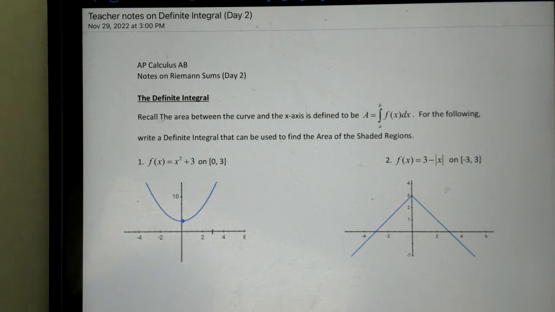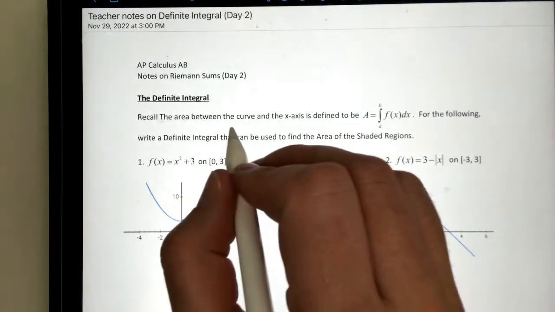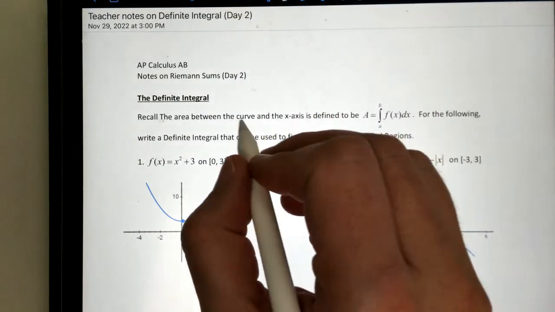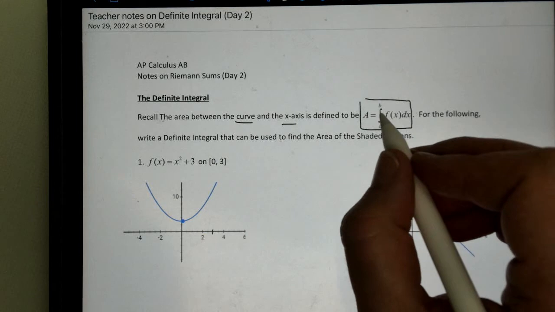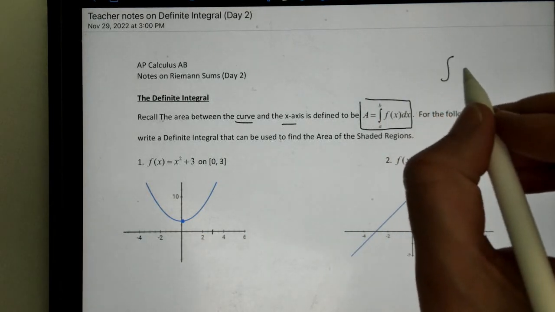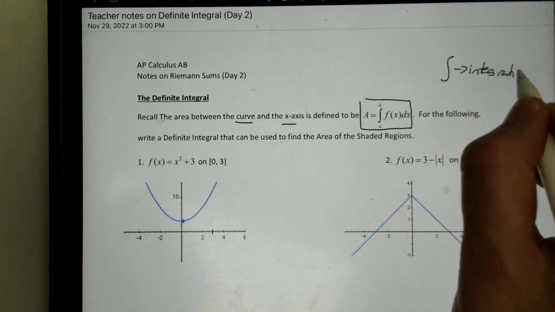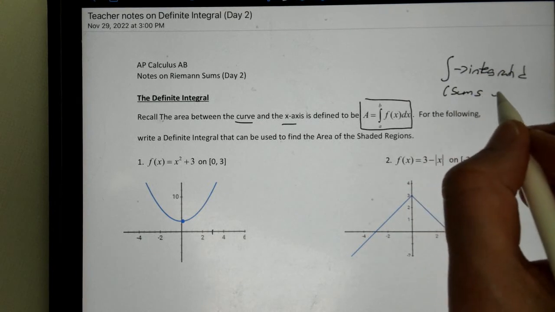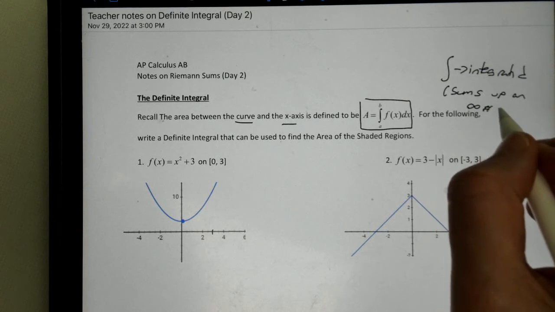Hello, welcome back. So today we're going to continue our discussion on the definite integral. Recall from yesterday, if we want to find the area between a curve or a function and the x-axis, we use this definite integral right here. We use this little symbol. And yesterday, or in a previous video, we mentioned that this is what we call an integrand. And what the integrand does for us is it sums up an infinite number of rectangles.